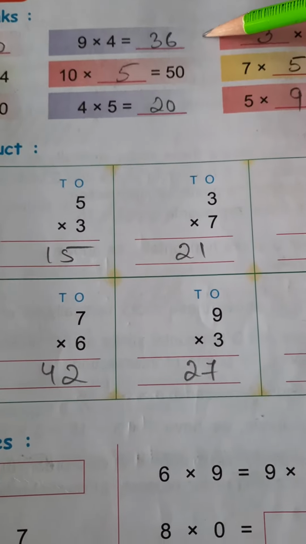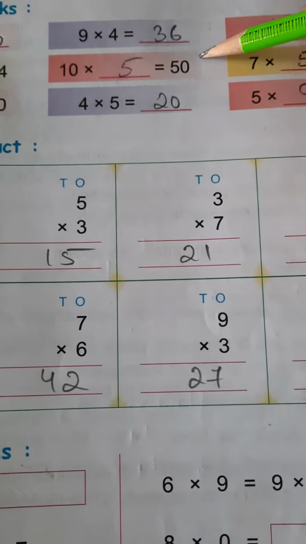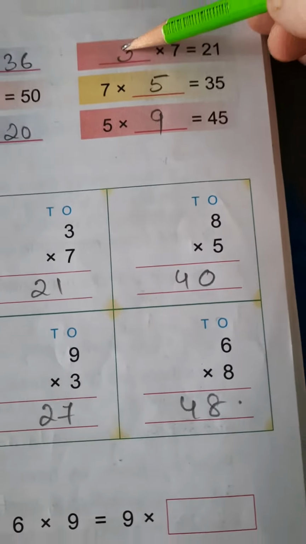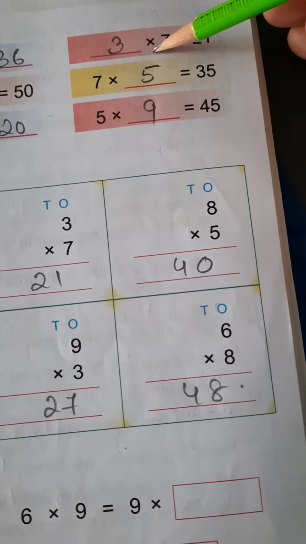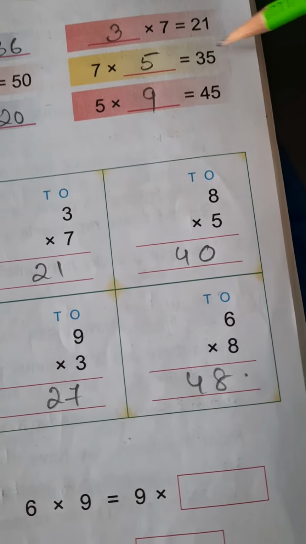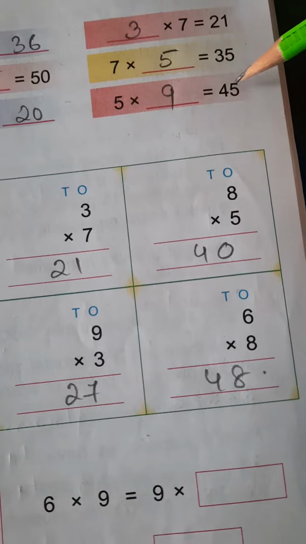9 into 4, 9 4s are 36. 10 into dash is 50, 10 5s are 50. 4 5s are, 5 4s are 20. Dash into 7, 21. 7 kitna are 21, 7 3s are 21. 7 dash 35, 7 5s are 35. 5 into dash 45, 5 9s are 45.